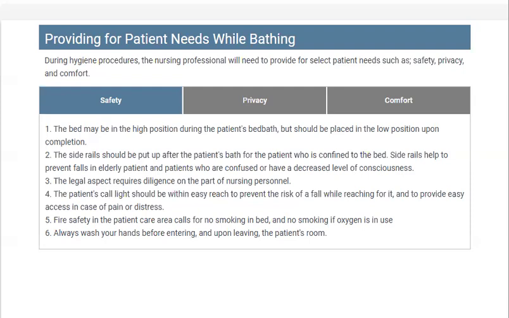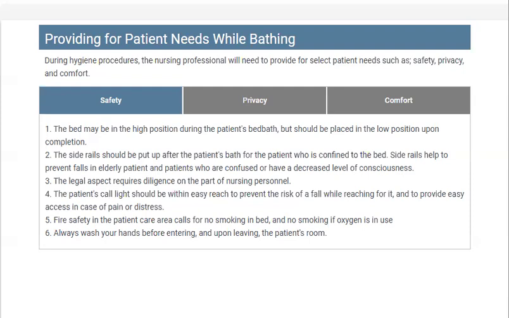2. The side rails should be put up after the patient's bath for the patient who is confined to the bed. Side rails help to prevent falls in elderly patients and patients who are confused or have a decreased level of consciousness. 3. The legal aspect requires diligence on the part of nursing personnel.